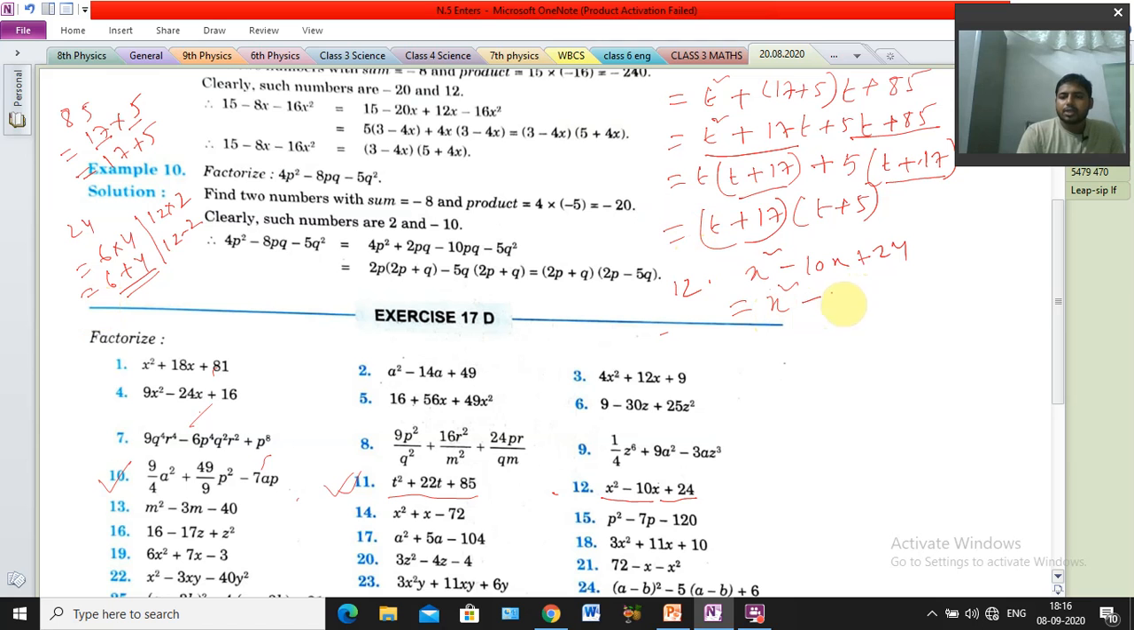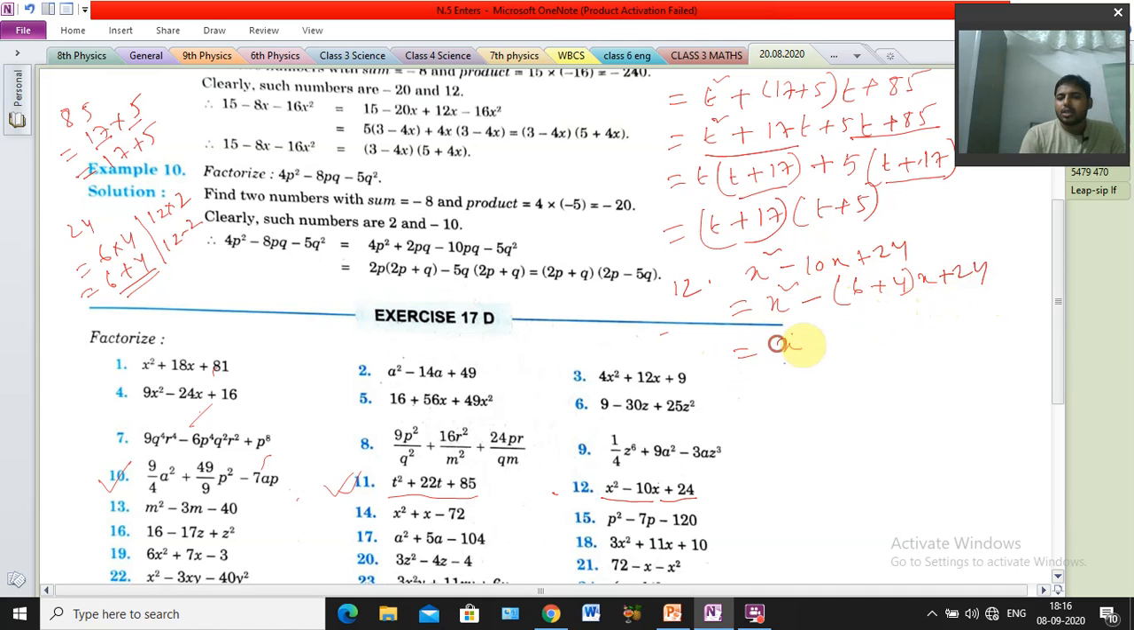Okay, so now try. x square minus, so instead of 10 at first I am writing 6 plus 4. Clear? 6 plus 4, and 6 into 4 is 24, so that's why here instead of 10 I am writing 6 plus 4. Clear? Next, into x plus 24.